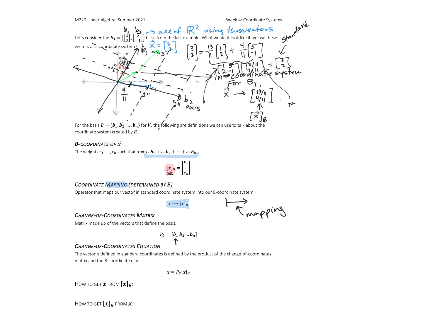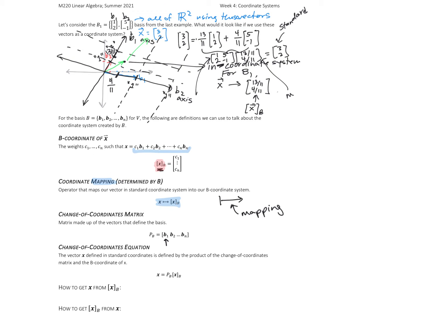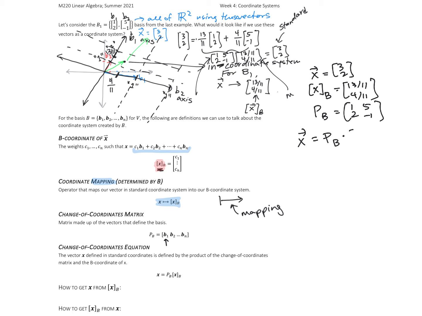And then lastly, we have this idea of the change of coordinates equation. If you see up here, x in our example was 3, 2. We defined our b coordinate of x to be 13/11ths, 4/11ths. Our change of coordinates matrix was 1, 2, 5, -1. And if we put that together in the equation that we had, do you see how x was a result of taking our PB matrix times our b coordinate of x vector? And so here we go. There's our equation there.